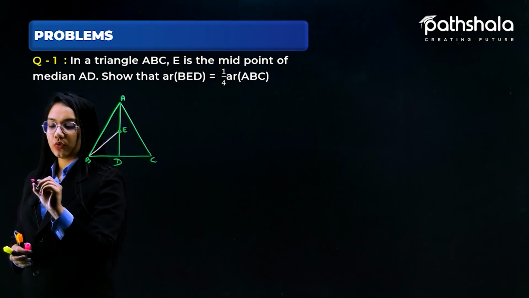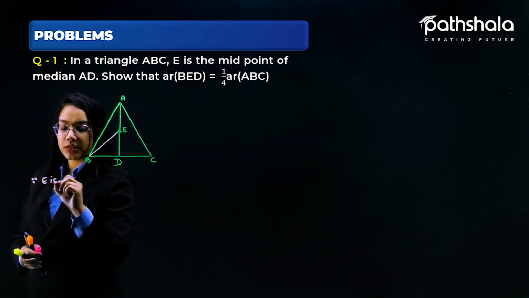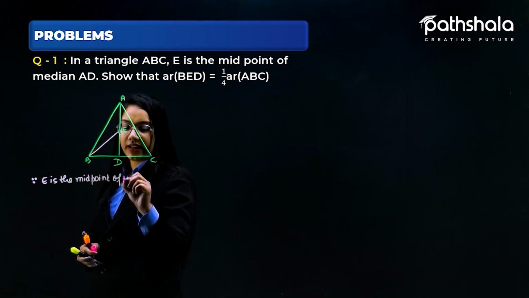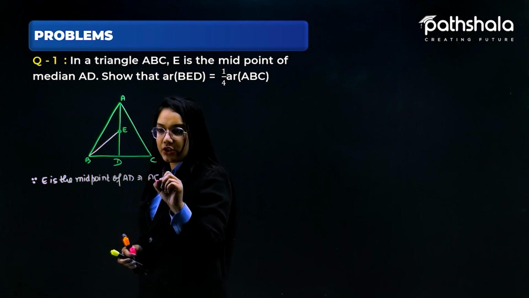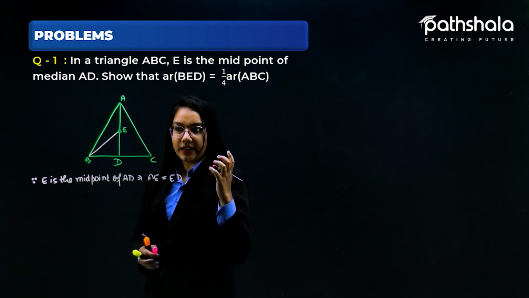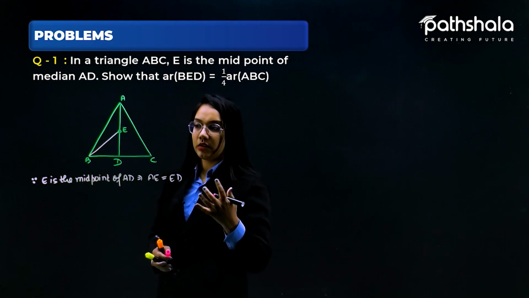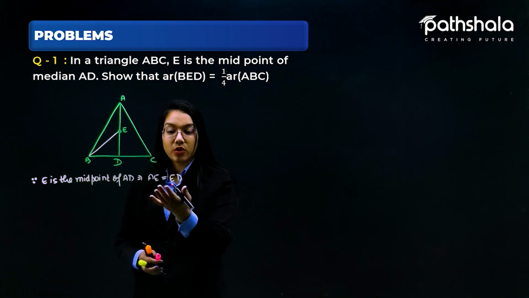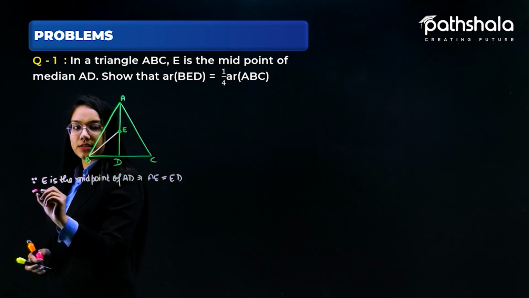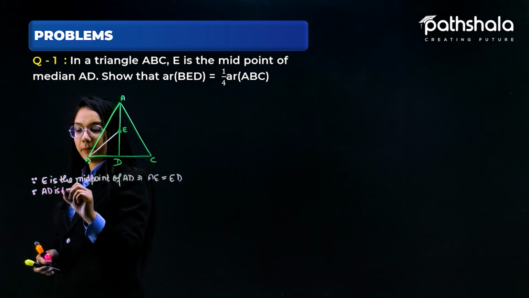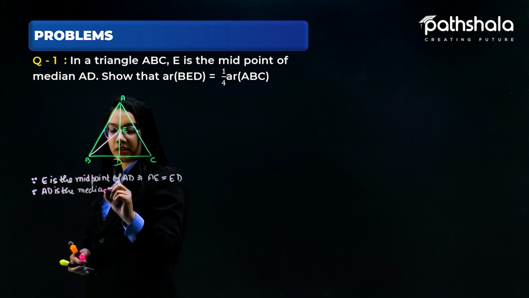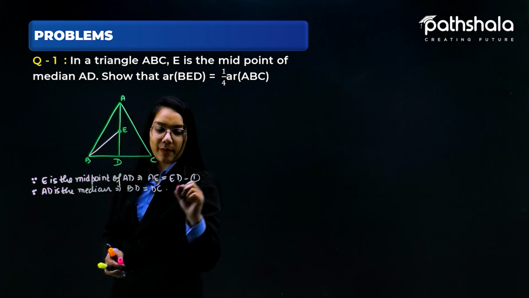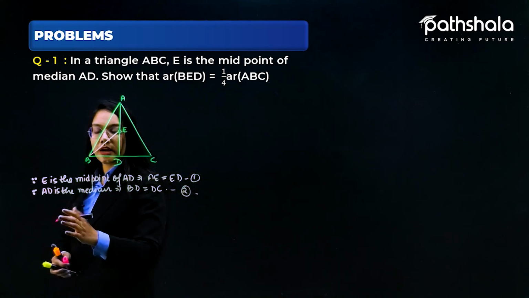First of all, since E is the midpoint of AD, it implies AE is equal to ED. I'm writing up all the conditions that are given to me, and according to those I'm writing the conclusions: if E is the midpoint, then AE is equal to ED. Furthermore, since AD is the median, it implies BD is equal to DC. Let us call these 1 and 2, and I'm starting with the area of the triangle BED.